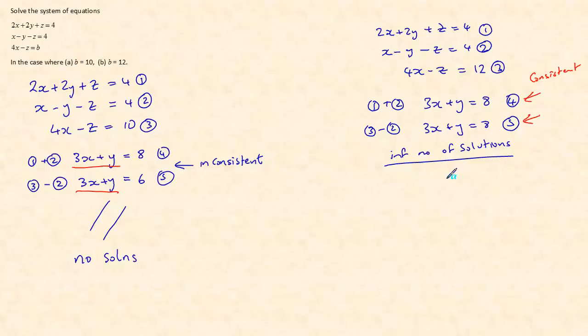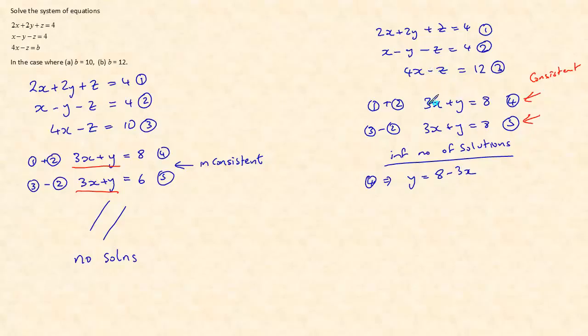Now you almost certainly won't be asked to find the line of solutions, but I'm going to show you how to do that anyway. So if we look at 4 and we rearrange that, that would give us y is equal to 8 minus 3x. So basically we have y in terms of x.